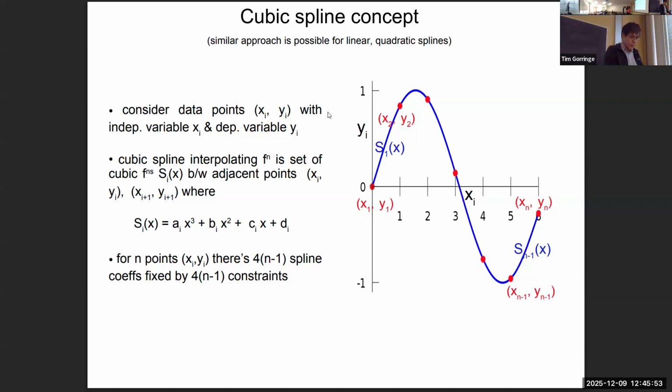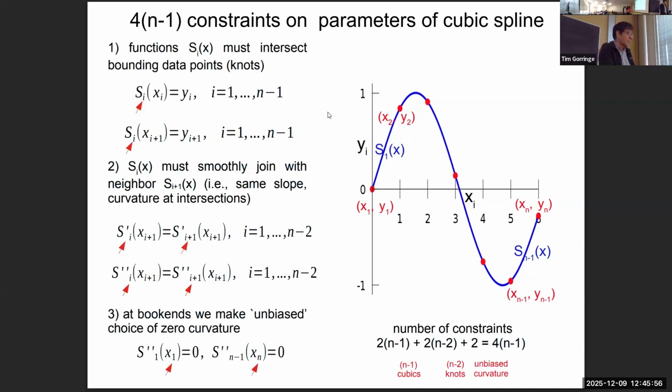In order to interpolate the data, I've got 4 times n-1 parameters to determine. I'm going to need 4 constraints, 4 times n-1 constraints. So where are these constraints going to come from?